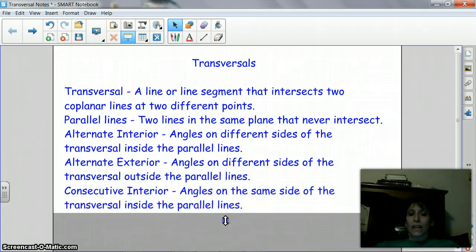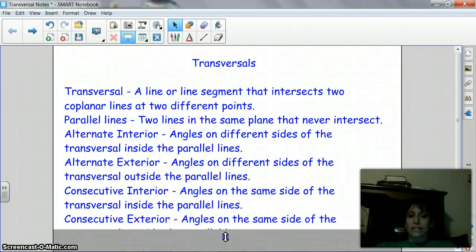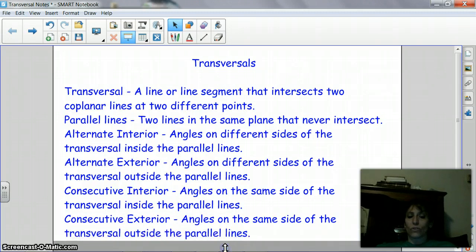Alright. Consecutive interior are angles on the same side of the transversal inside the parallel lines. So you've got your transversal cutting across, and they're going to both be on the inside on the same side of that line. The next one is consecutive exterior, and they are angles on the same side of the transversal outside the parallel lines. Now, consecutive, hopefully you know, means that they are like one right after the other, so that would mean that they're going to be on the same side right next to each other.